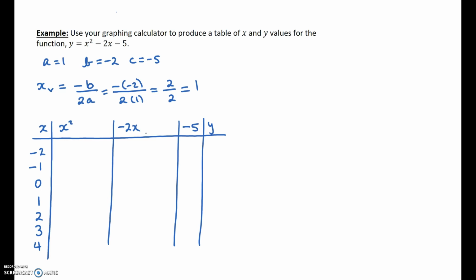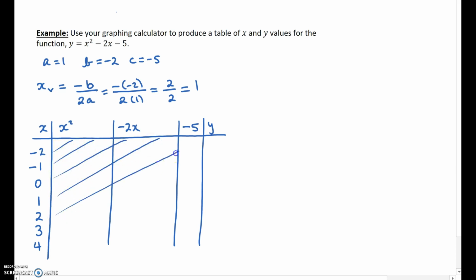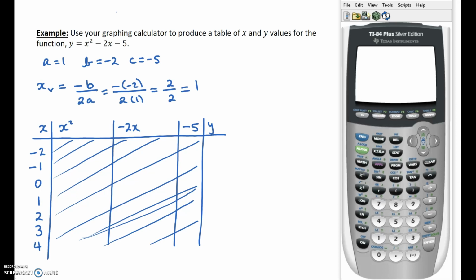Now our calculator lets us go through all of that very quickly and just produce the y's. So let's see how it can do that. Let's bring up the calculator. Now, I've already got the function typed into y equals. So y equals x squared minus 2x minus 5. Okay, we've got that. What we're going to do is use the table setup, and you'll see up here, table set, it's above window.